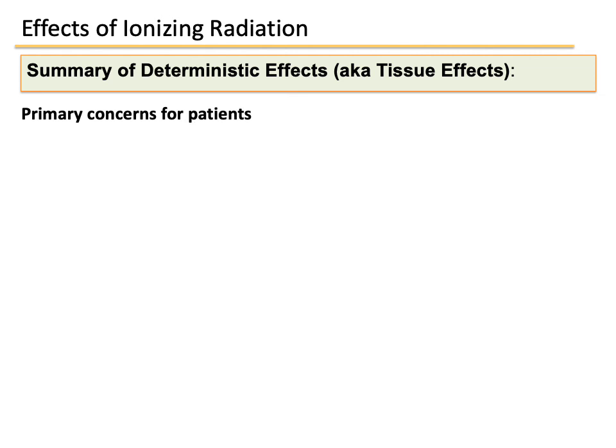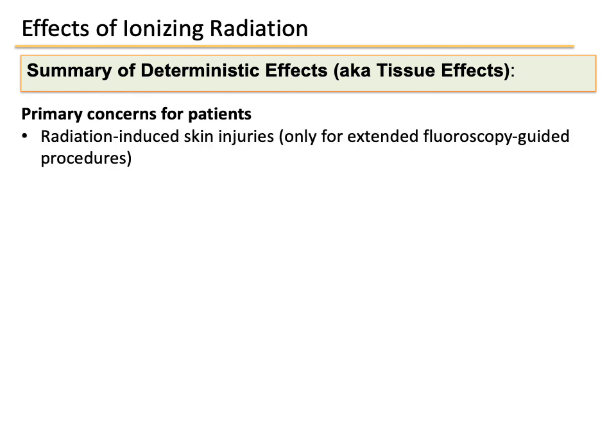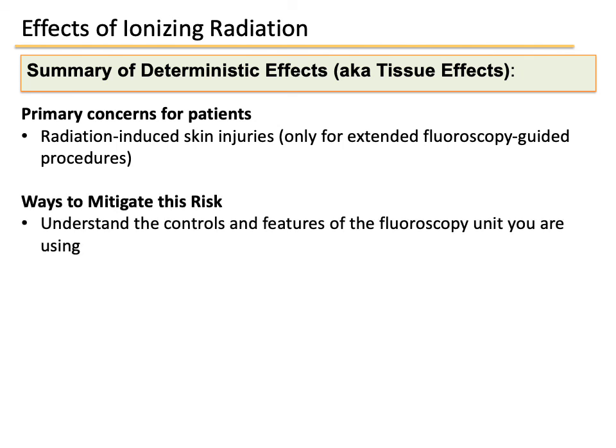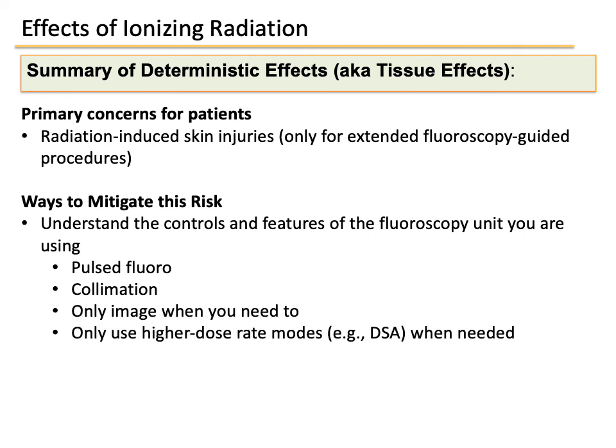The primary concern for patients is radiation-induced skin injuries, but practically, this is only seen for extended fluoro-guided procedures, and even then, very, very rarely. Ways to mitigate this risk include understanding the controls and features of the fluoro unit that you're using, understanding what pulsed fluoro is, and what pulse rates are appropriate for various procedures. Collimate so that you're only exposing anatomy that you need to see, and only image when you need to. And only use higher dose rates, such as DSA, when needed. These tools are there for a purpose, and you shouldn't avoid using them altogether, but they should be used appropriately.